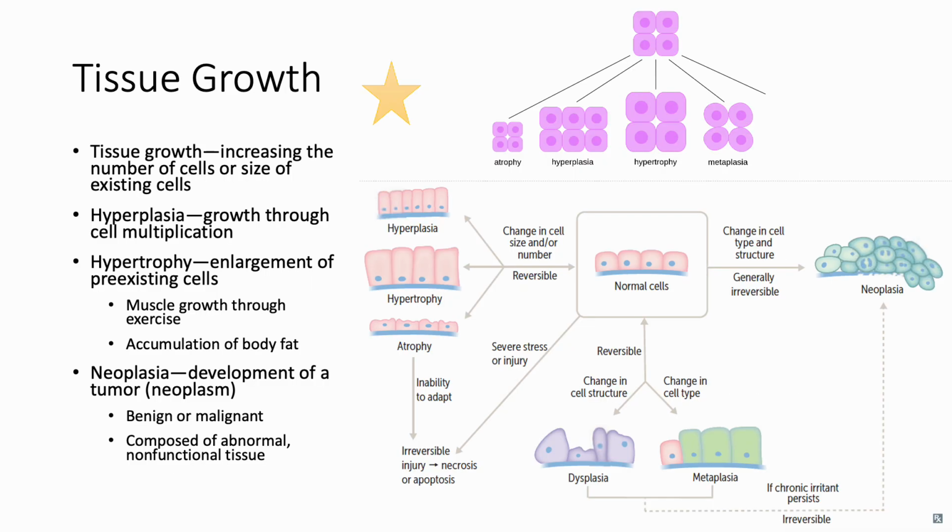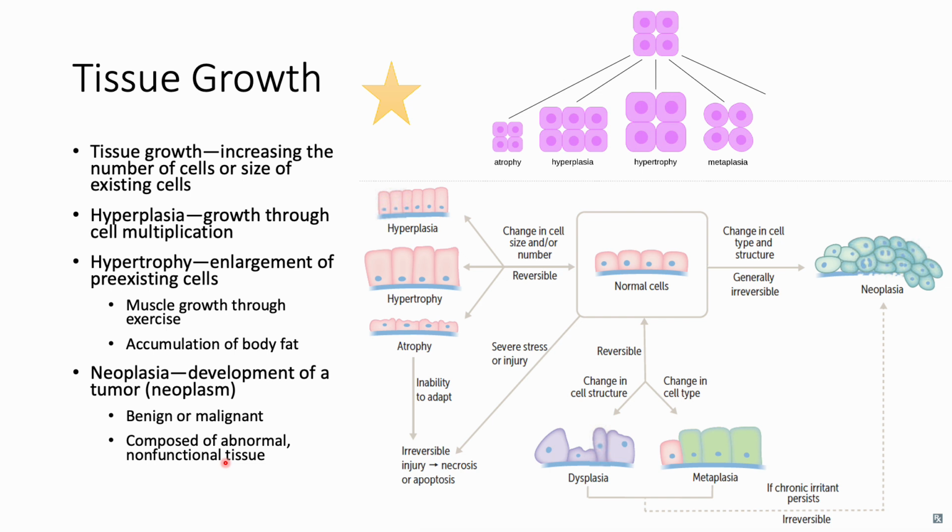Next we have tissue growth. Tissue growth means increasing the number of cells or size of existing cells. We can have different types of tissue growth. We can have hyperplasia, which is growth through cell multiplication. So we have 4 cells becoming 6 cells. Yes, it's hyperplasia. We also have hypertrophy, enlargement of pre-existing cells. So we have 4 cells becoming even larger, same 4 cells.